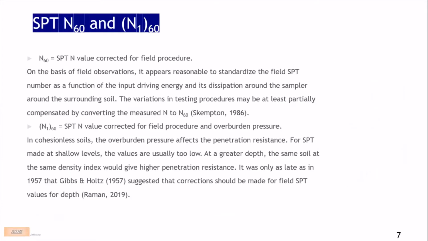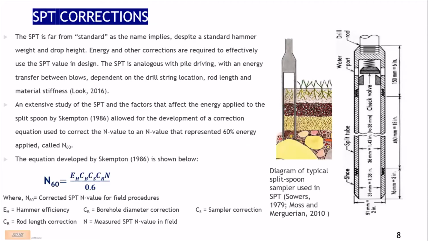Okay, let us go back. Because of all these variations in site conditions, this brought about the SPT correction. That's why we have the N60 and the N160. So I'm going to be explaining the N60 and the N160 correction. The N60 is the SPT N value corrected for field procedures, while the N160 is corrected for both field procedure and overburden pressure in sand. So the N160 correction is basically for sands or cohesionless soils.